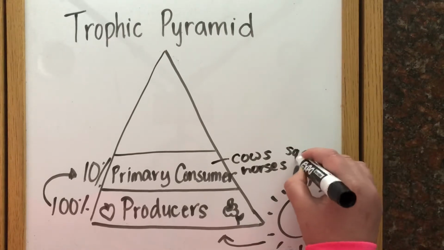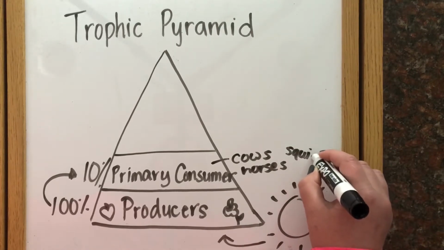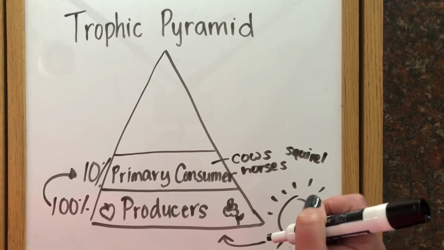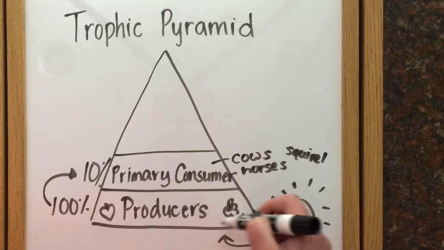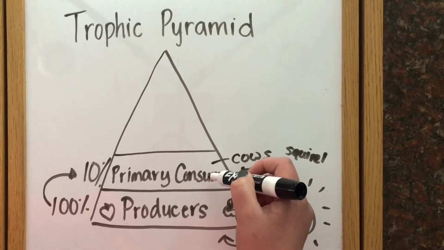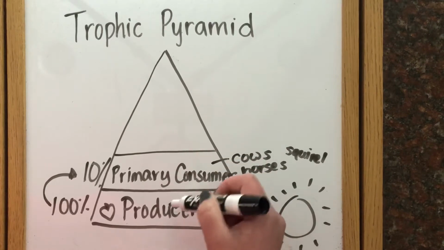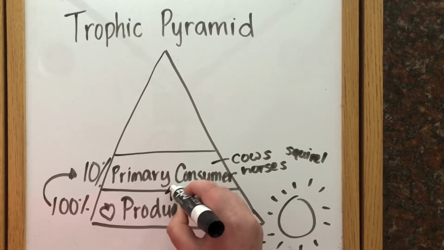Squirrels are a small example. I always spell squirrel wrong. That's not right. That's okay. So herbivores are another word for primary consumer. They're the first consumer of the producers, and energy is going this way.